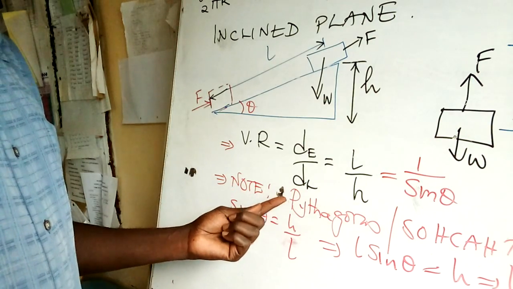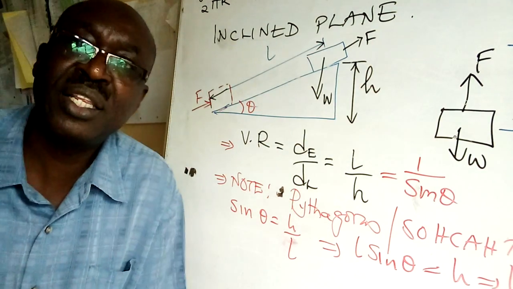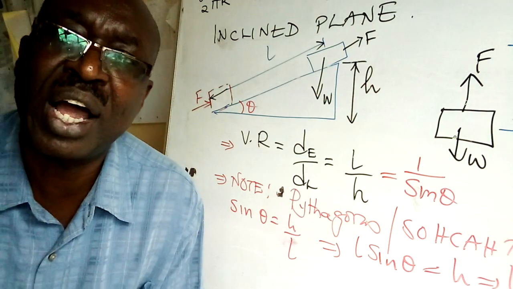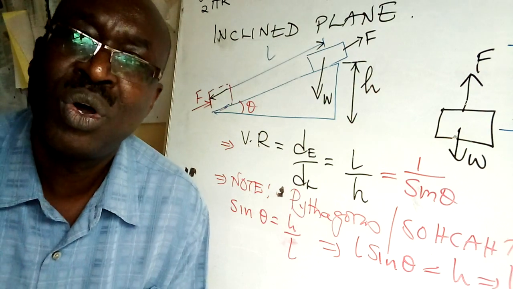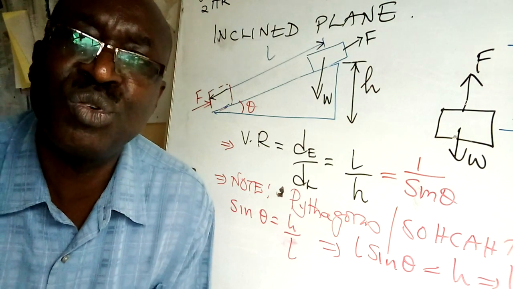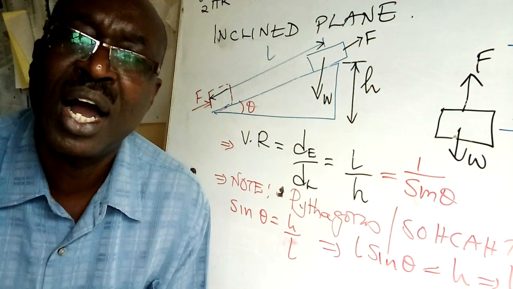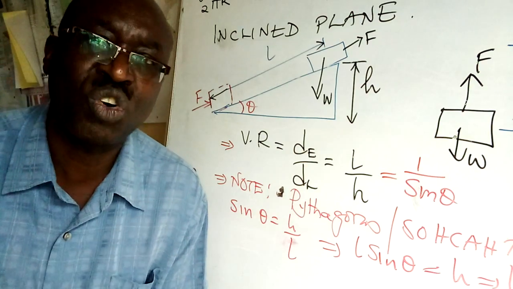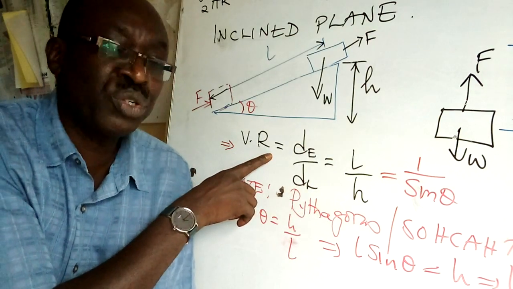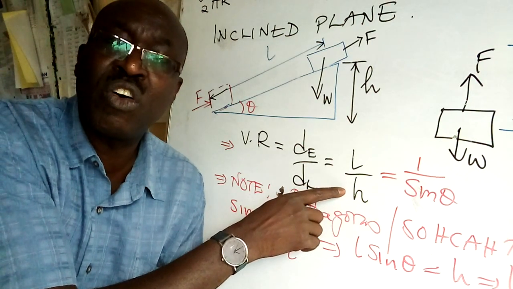Note, Pythagoras and SOHCAHTOA can come in handy in this situation. Why? Anytime you are dealing with a triangle, and more so a right-angled triangle, we can get lengths using Pythagoras. We can also get lengths using SOHCAHTOA. I hope you understand SOHCAHTOA there. So why am I saying that? Velocity ratio is L over h. This is a reciprocal of sine theta.